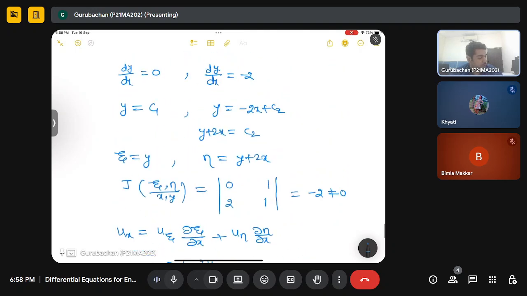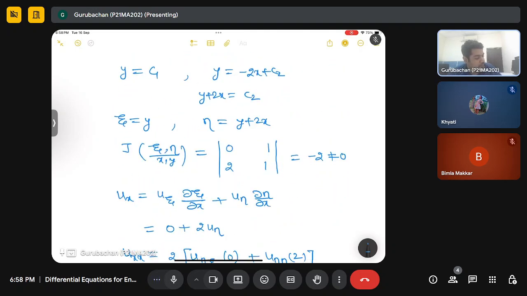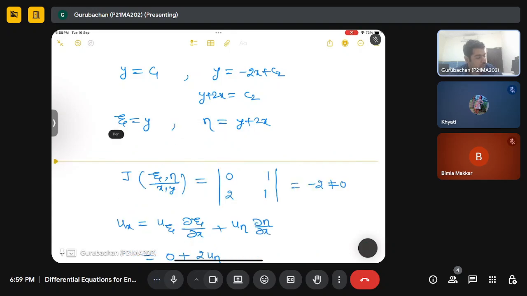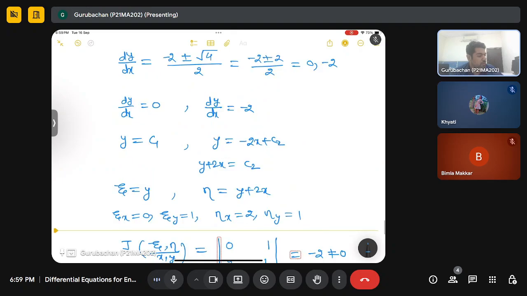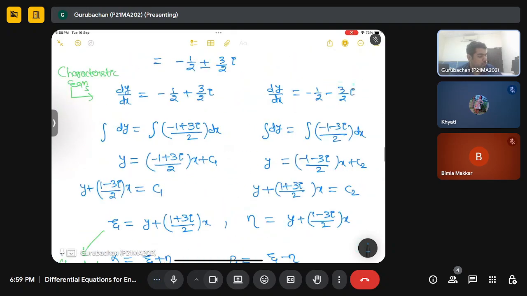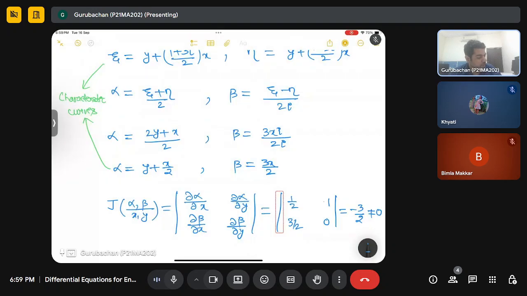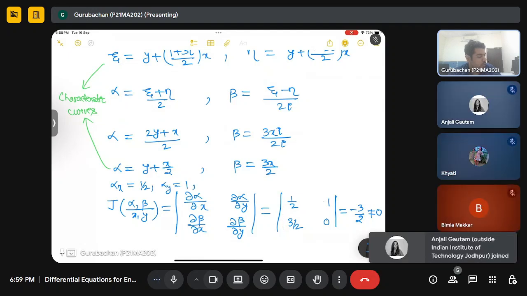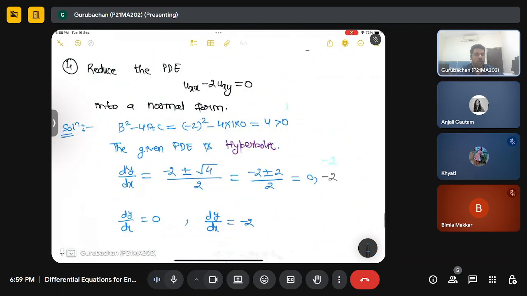For the sake of simplicity, I may write here the value of xi x is 0, xi y is 1, eta x is 2, eta y is 1. In the same way, before calculating its Jacobian, I may write alpha x is 1 by 2, alpha y is 1, beta x is 3 by 2, and beta y is 0.